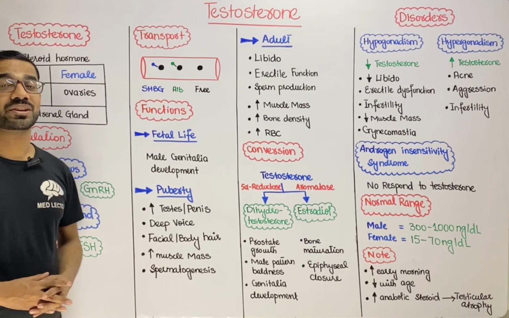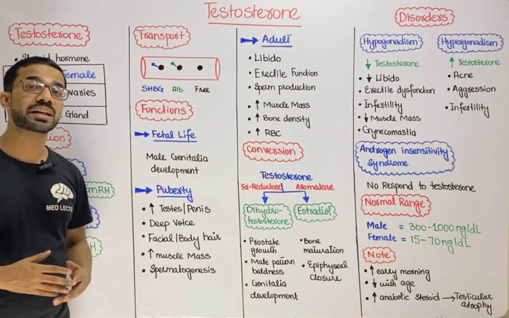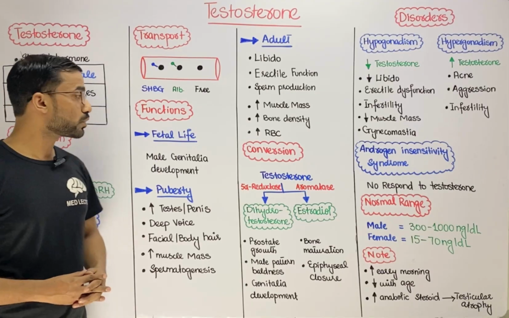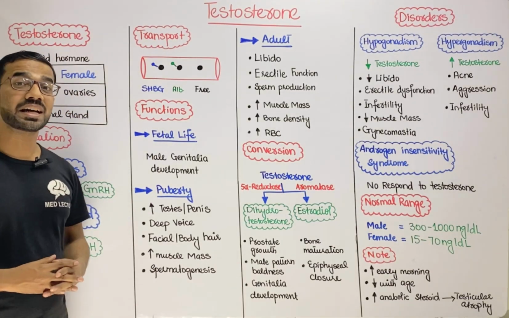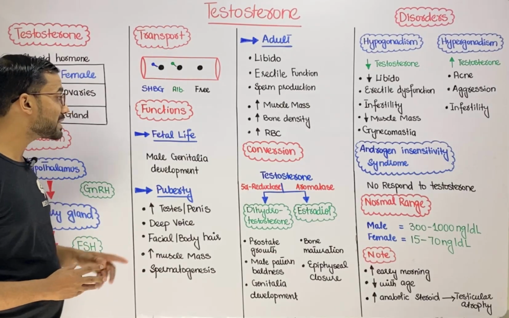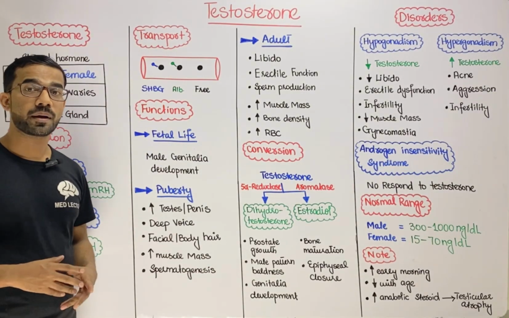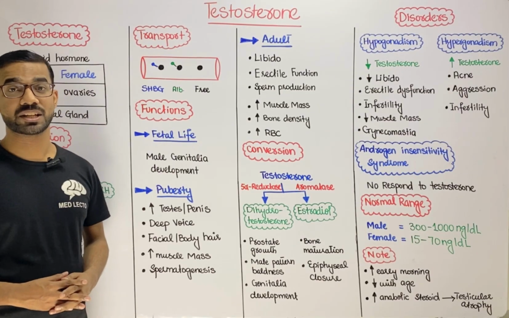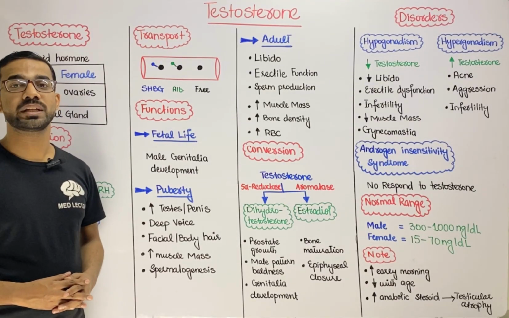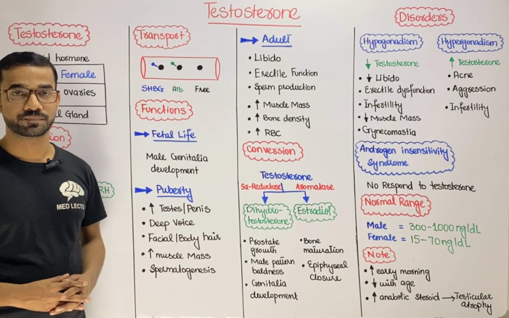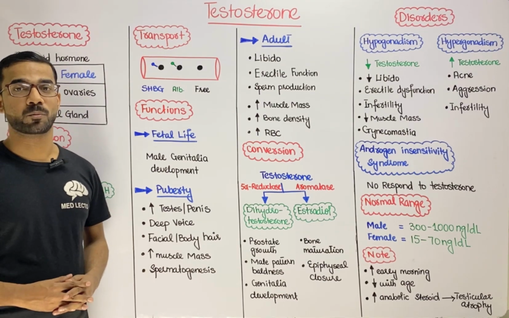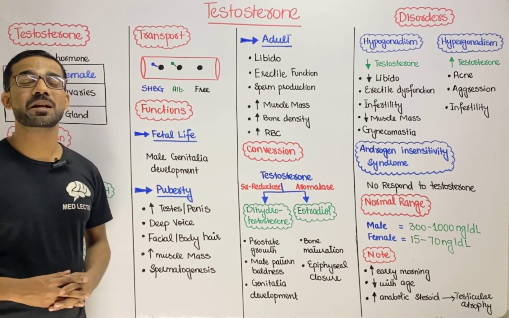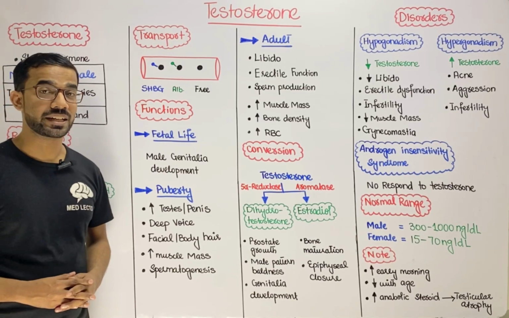Next, we will see the different functions of testosterone. We have categorized the functions of testosterone according to the different stages of life. So first is fetal life. What does it do in fetal life? Basically, in fetal life, it promotes the development of the external genitalia like the penis, and the testes will be developed with the help of the testosterone produced inside the fetus. So development will be regulated by this hormone. If this hormone is deficient, then there will be disturbance in the development of the male genitalia like the testes and the penis.